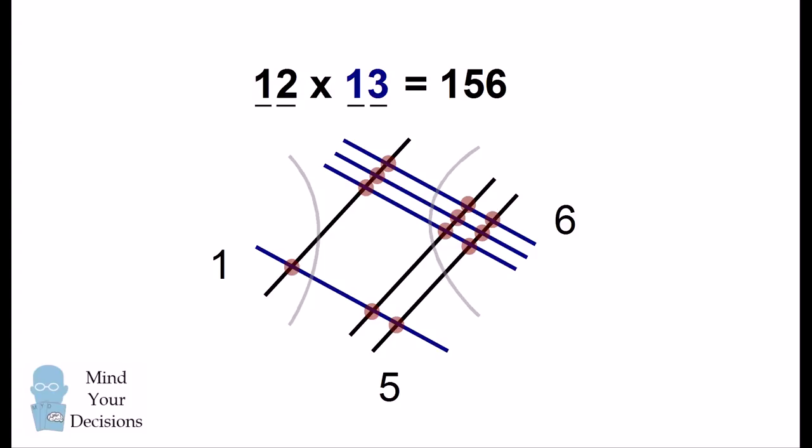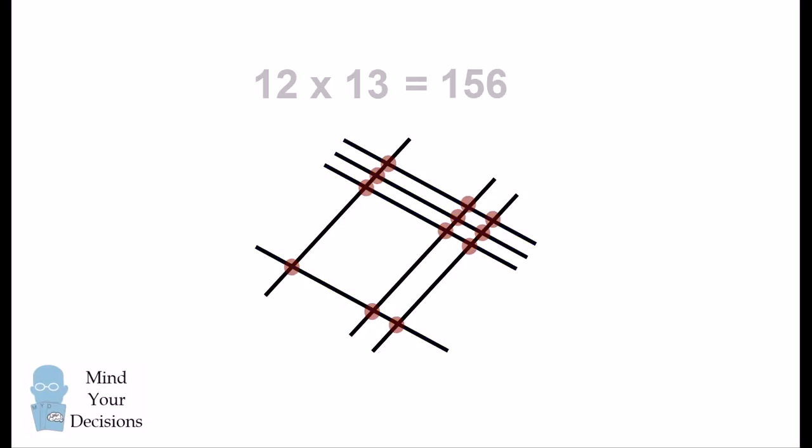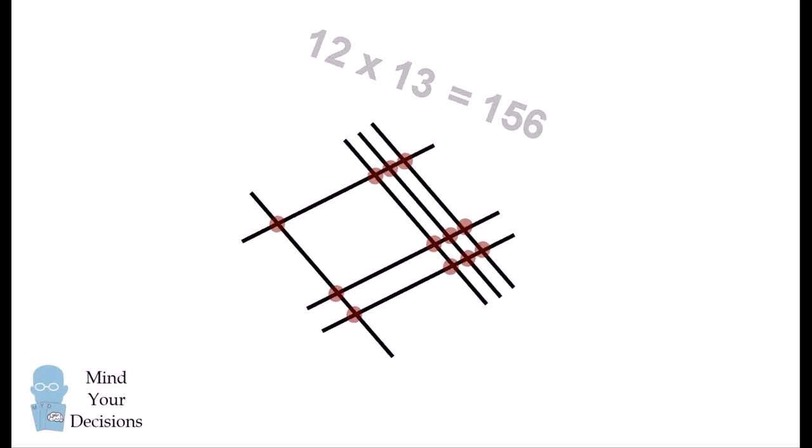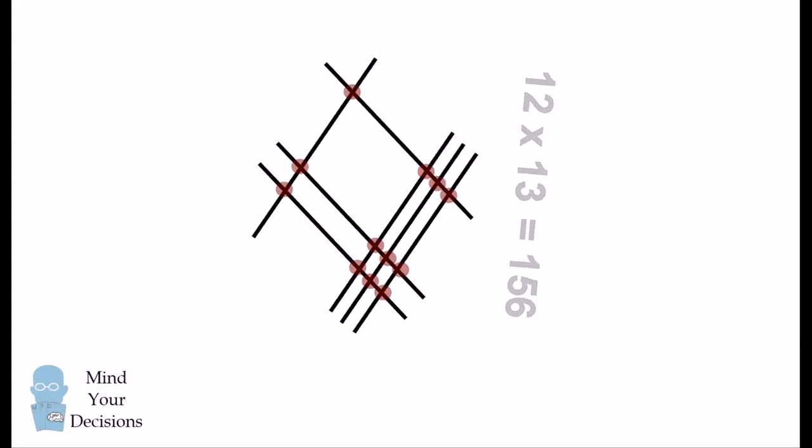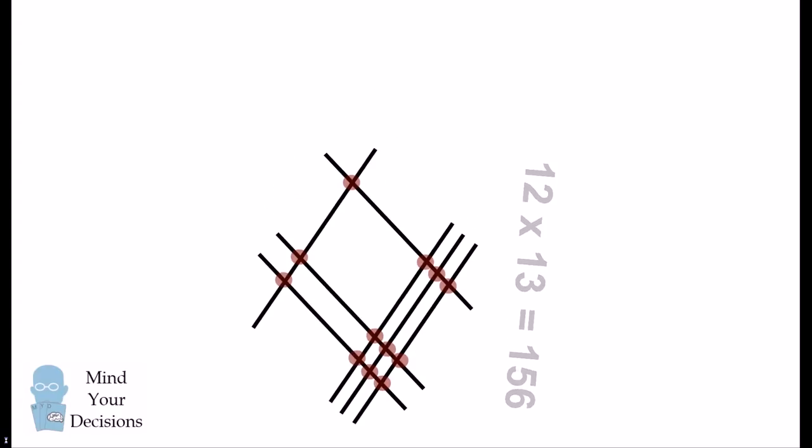But there's a cool thing you can do now that you've drawn the diagram. Let's remove some of the labels. Now what we're going to do is rotate this entire diagram 90 degrees. And the thing I discovered is that you now get a new diagram, and this can solve a new multiplication problem.